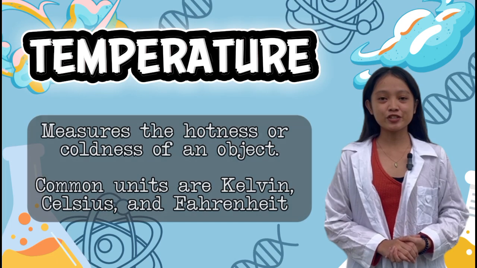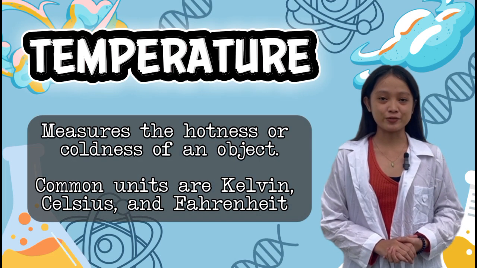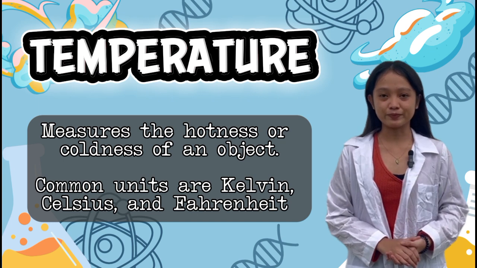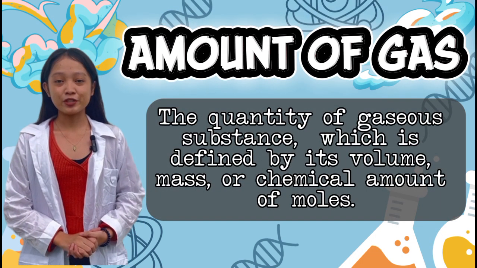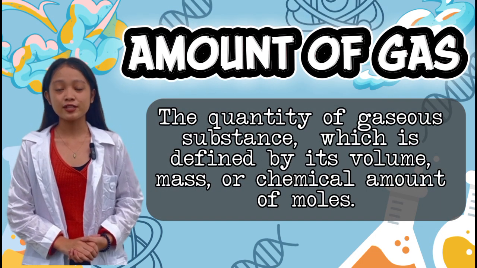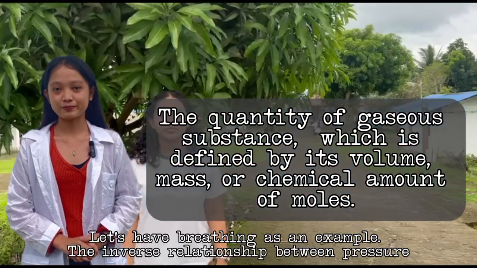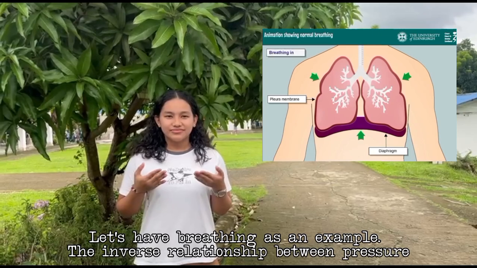Temperature. Temperature measures the hotness or coldness of an object. The common units are Fahrenheit, Celsius, and Kelvin. Amount of gas refers to the quantity of gaseous substances, which is defined by its volume, mass, or chemical amount of moles.